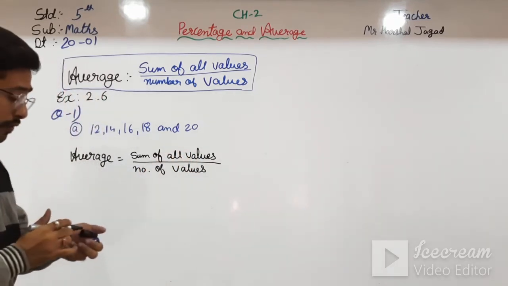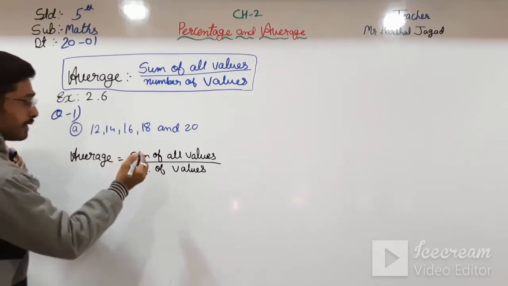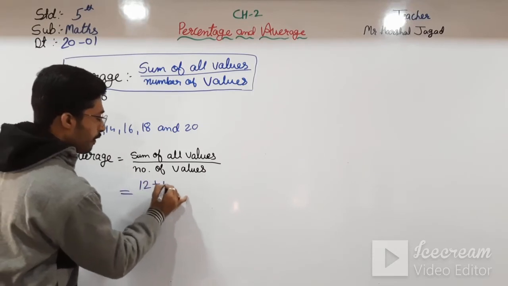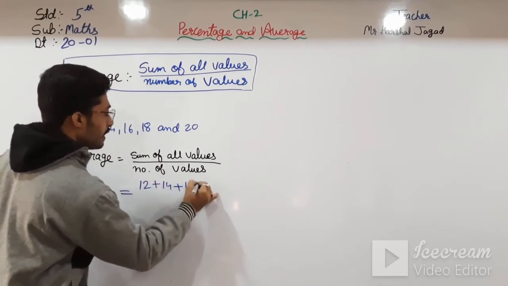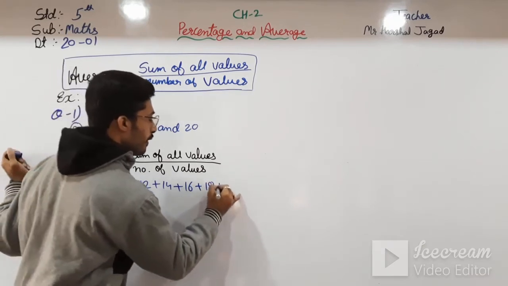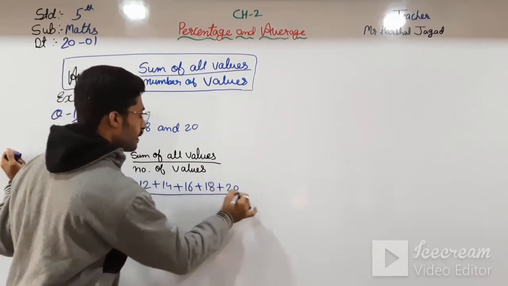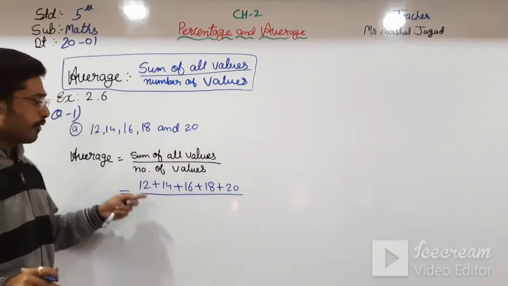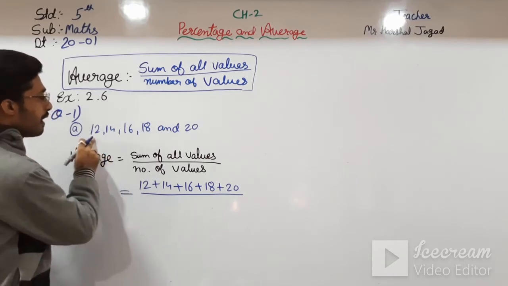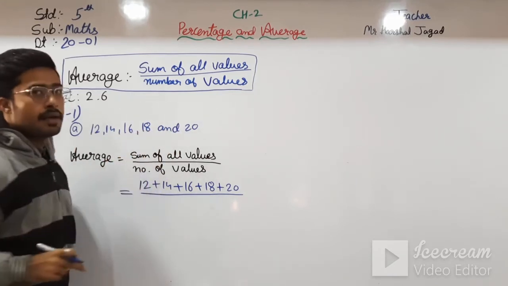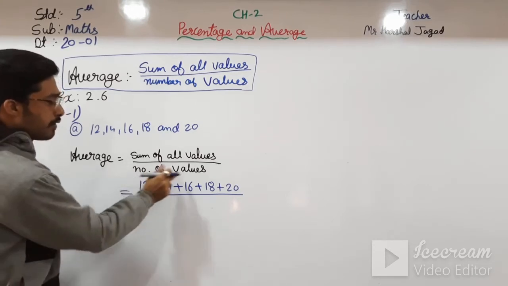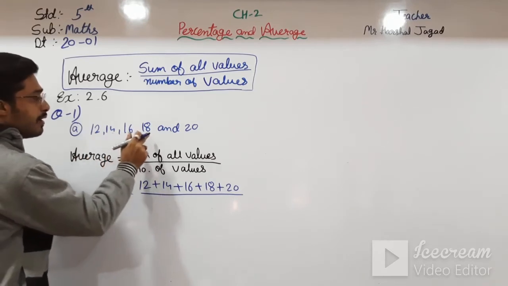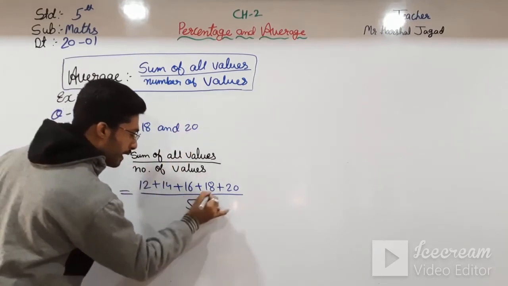Okay, so what is the sum of values? Sum of the values means we have to do addition. So here 12 plus 14 plus 16 plus 18 plus 20. This is the sum of all values. And then the number of values. How many values are there? That is 1, 2, 3, 4, 5. So here we have to write 5.